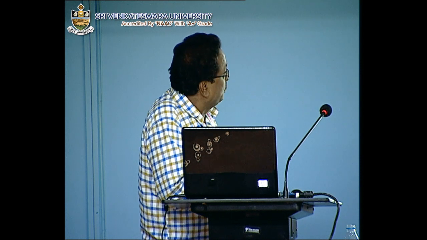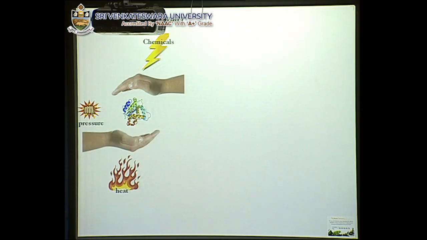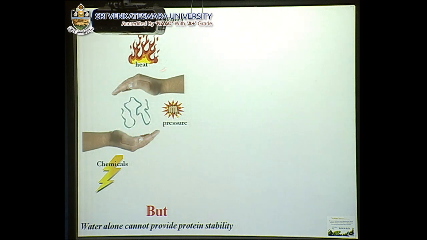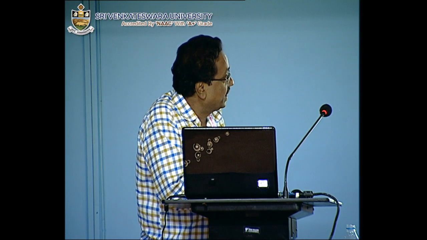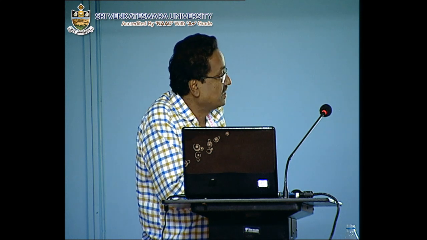For that, if you see the proteins, usually we have many kinds of stresses, among them chemicals, pressure and heat. If you have these kinds of stresses, the protein is going to denature. So, how to control this stress? For that, nature has given some kind of co-solvent. If you add these co-solvents, they give protection against these three stresses and keep the protein in the normal folding form. Now, we have to see which co-solvent is suitable for preventing these stresses.